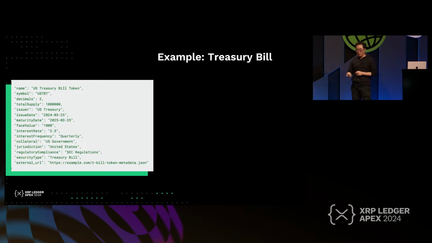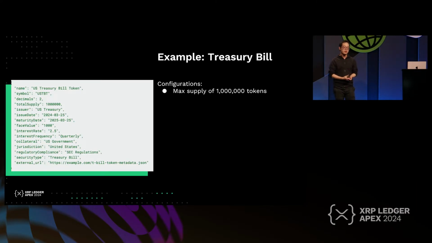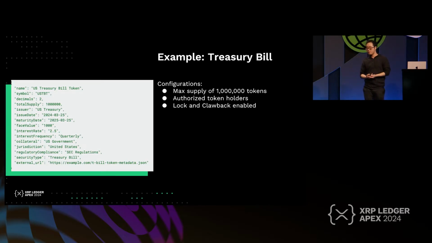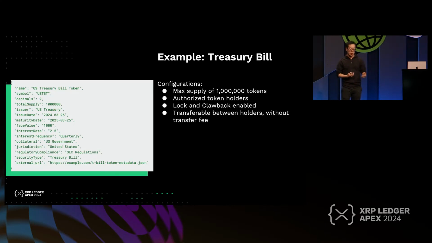So now let's find out how we should configure the token using this metadata. First, the max supply is set to 1 million tokens, each of which will have a face value of $1,000. Second, authorization is enabled such that the issuer must approve an account first before it's eligible to own the Treasury bill token. And third, both lock and clawback are enabled to ensure regulatory compliance and fraud prevention. And lastly, the transfer fee is set to 0, meaning that the holders of the bill token are allowed to transfer between each other without the need to pay fees.